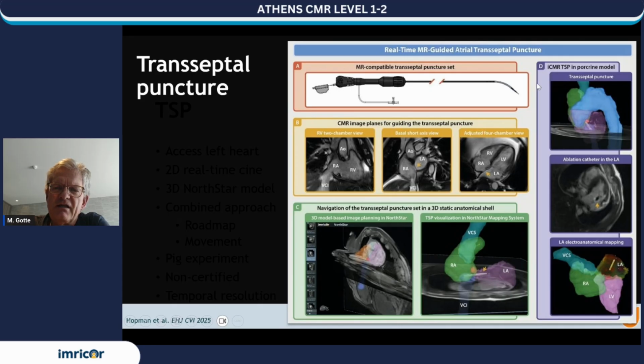This is the sheath, and there are two coils built in the tip of the sheath, and based on the signals coming from the coils built in the tip of the sheath, you can navigate the sheath into position to puncture the septum. And this is how we did this in a pig, and we did this multiple times to prepare ourselves to do this in humans. We were very successful in navigating the sheath into position to allow the interventionalist to puncture the septum at the right location, as demonstrated over here. And you can observe over here that the catheter is located in the left atrium. So this is a new application.